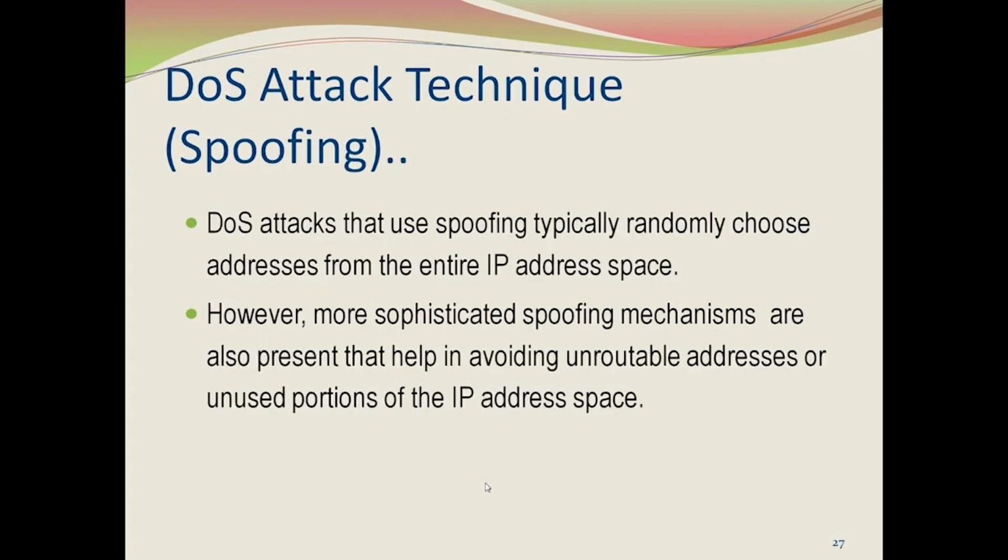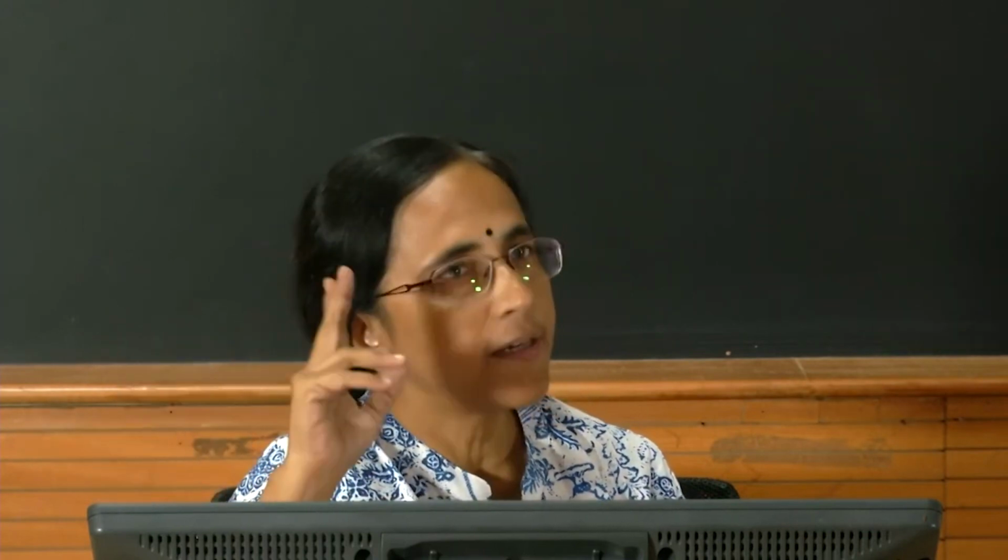So, that becomes some other sort of problem. DoS attacks that use spoofing typically randomly choose addresses from the entire IP address space. Okay. So, this is also very important. That means, how do the attackers know that this will be a valid IP address, this will not be chosen or something like that. But all of you know that since our networks are very, very large nowadays, we have so many addresses, not only addresses, but unused addresses also.